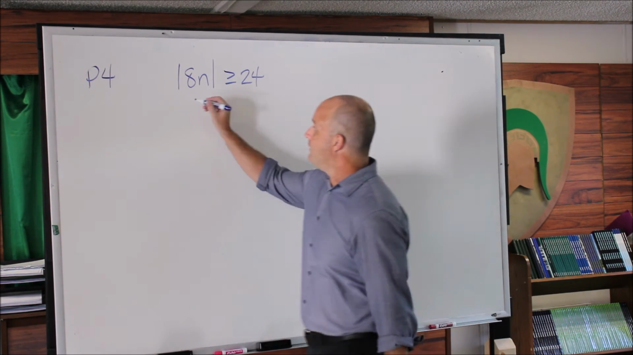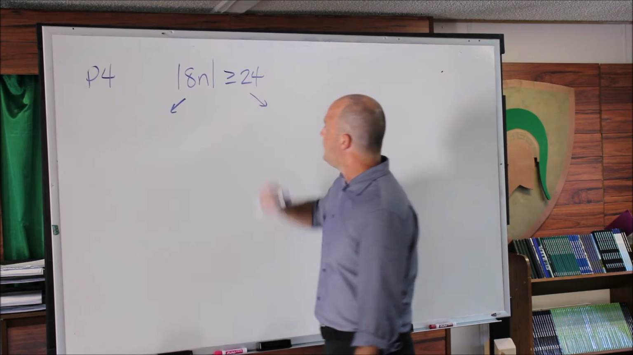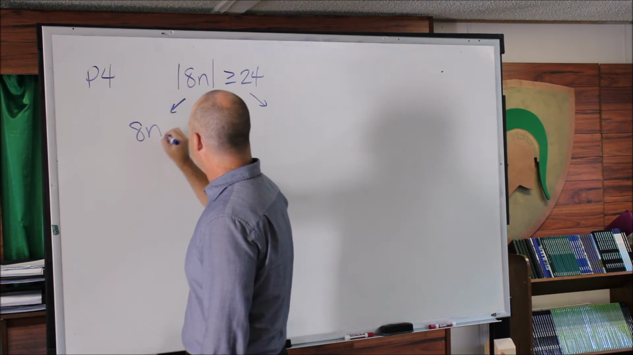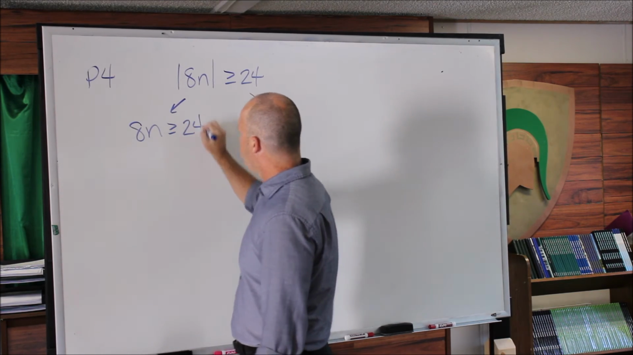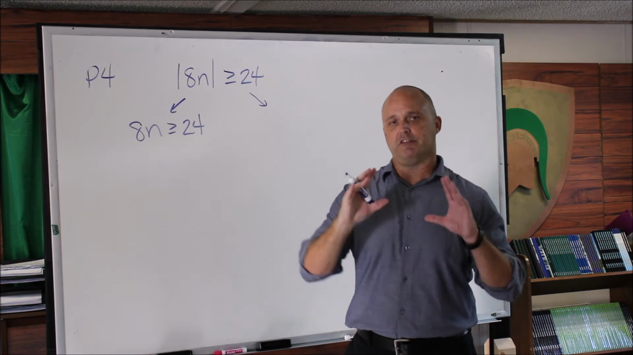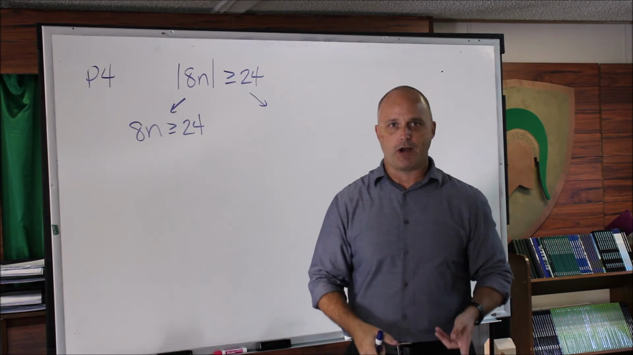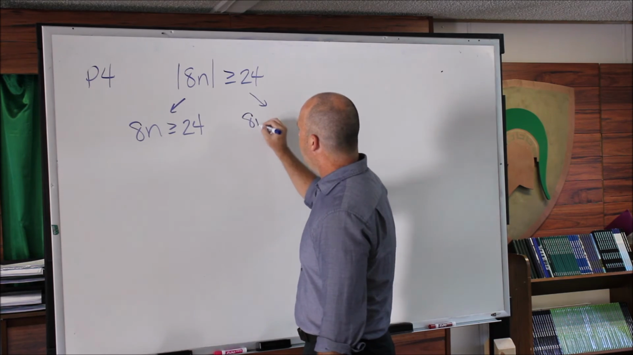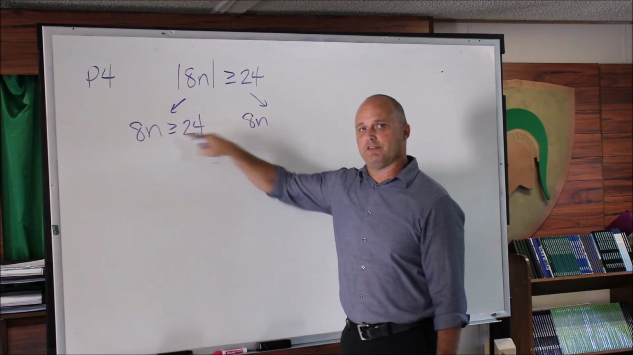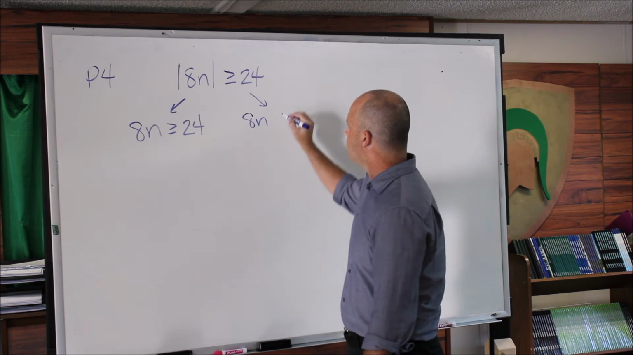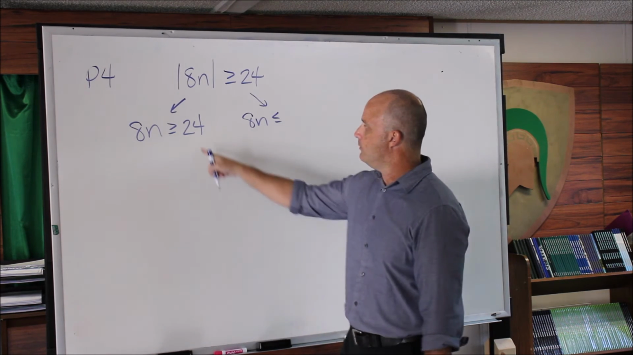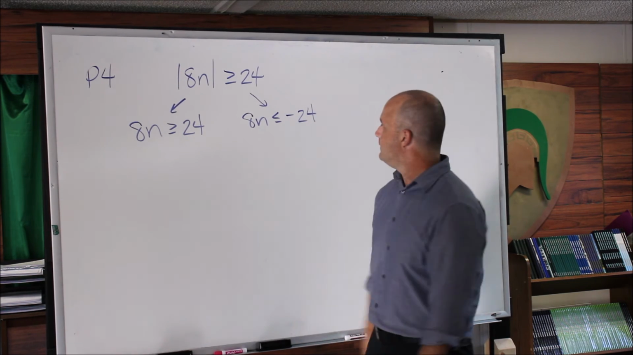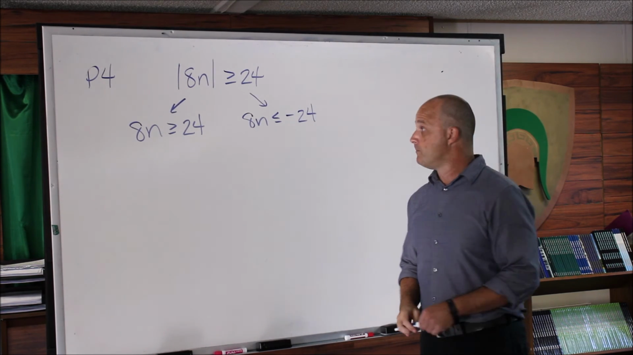So we're going to go ahead and split this into 2 separate inequalities now. One is going to be 8n is greater than or equal to 24. So basically you're going to keep the same inequality, you're just going to be dropping the absolute value signs. For the second one, we're going to go 8n, but we're going to flip this sign now. And instead of greater than or equal to, we're going to go less than or equal to, and we're going to make this a negative. So this is going to be 8n is less than or equal to negative 24.